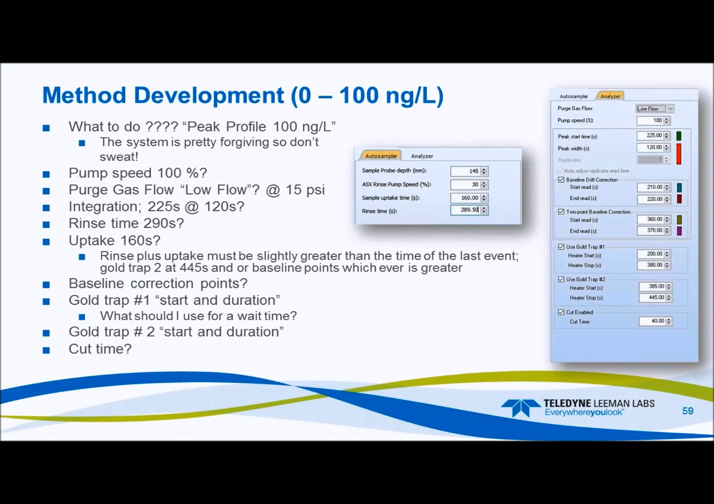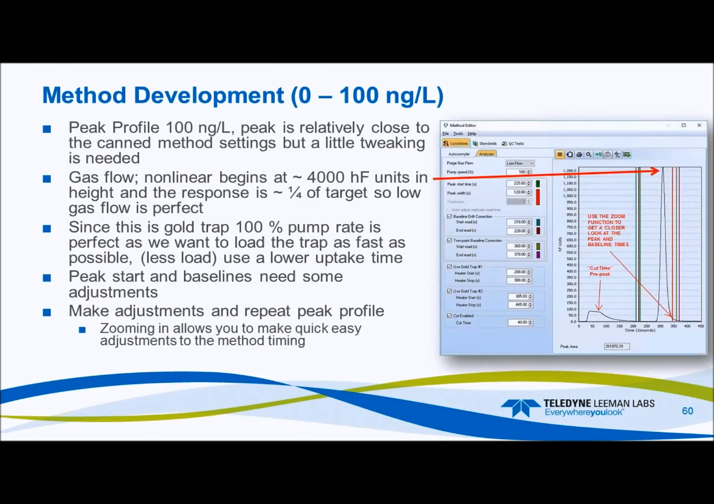So again, we peak profile, the pump speed is 100%, gas flow is at 15 psi, low flow. Here's our integration time and read delays and rinse time, and our uptake is 160 seconds. You have to remember in gold trap that your rinse plus uptake must be slightly longer than your last event. And here our last event is heater stop time at 4:45. So what are we going to do for our baseline correction point? Start and duration, end and duration, and so forth, for both 1 and 2.